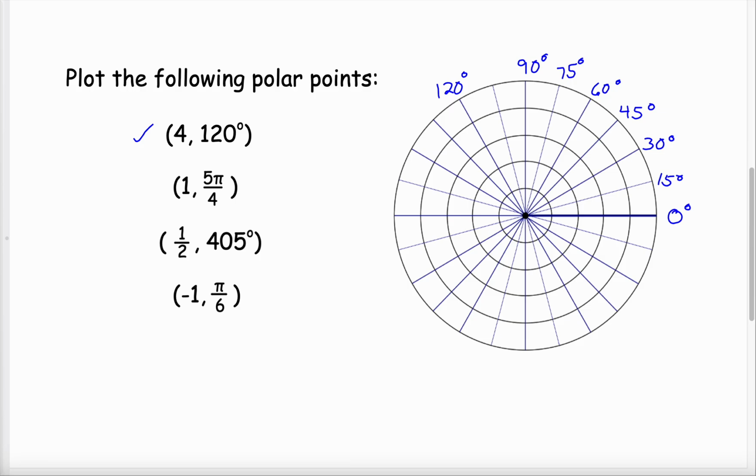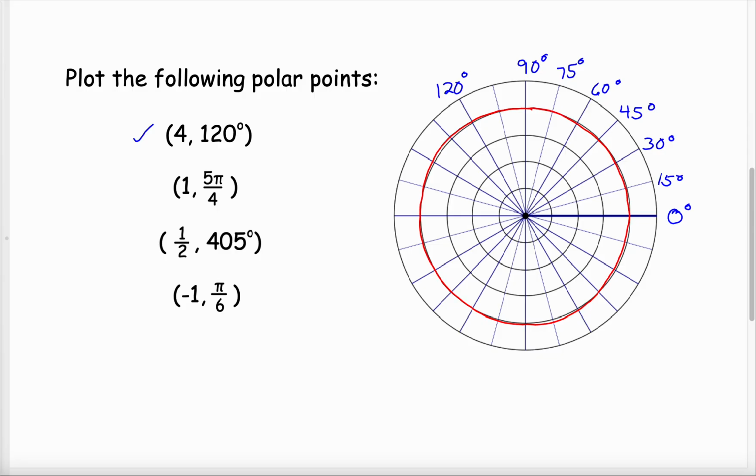All right, so what we want to think of is the r value is 4. So that means we want to be 4 units out from the pole. So if each of these circles is 1 unit, then our point is going to be somewhere on this circle.